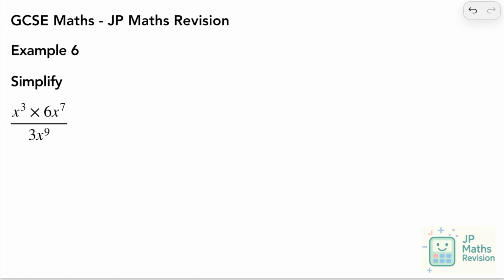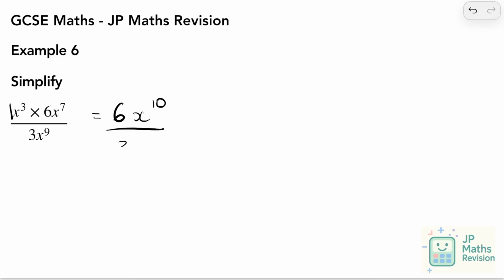Here's another example. So we've got simplify x to the power of 3 times 6x to the power of 7 over 3x to the power of 9. So we're going to start off by simplifying the numerator. So x to the power of 3 times 6x to the power of 7. X to the power of 3 by itself is the same as 1x to the power of 3. So I'm going to do 1 times 6, which is 6. And then x to the 3 times x to the 7, which is x to the power of 10.